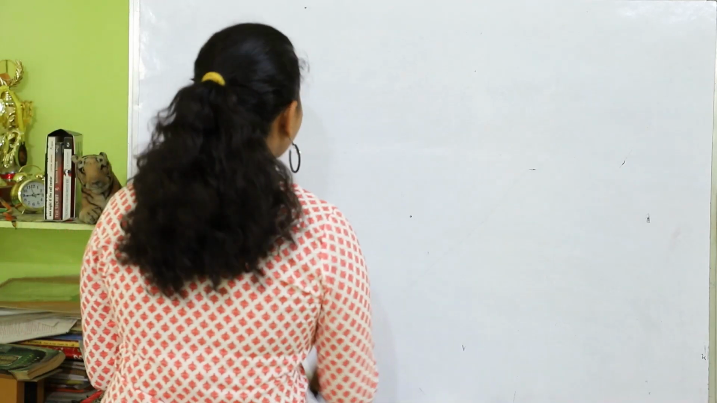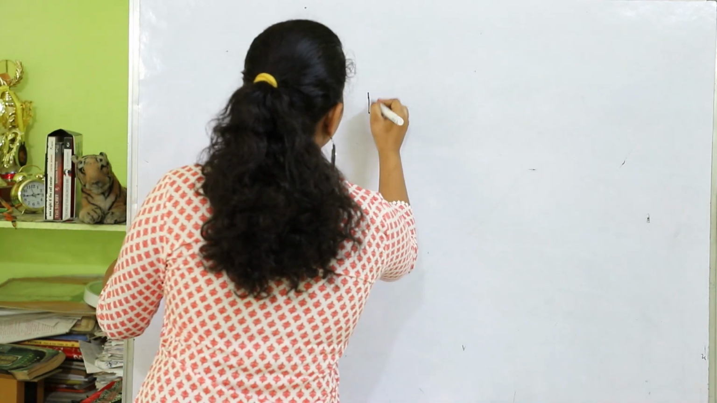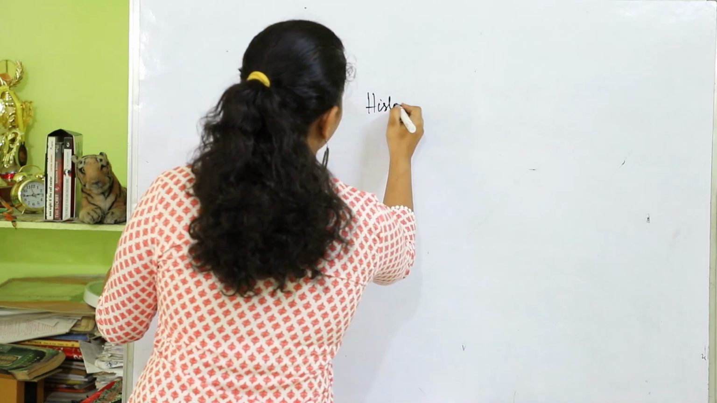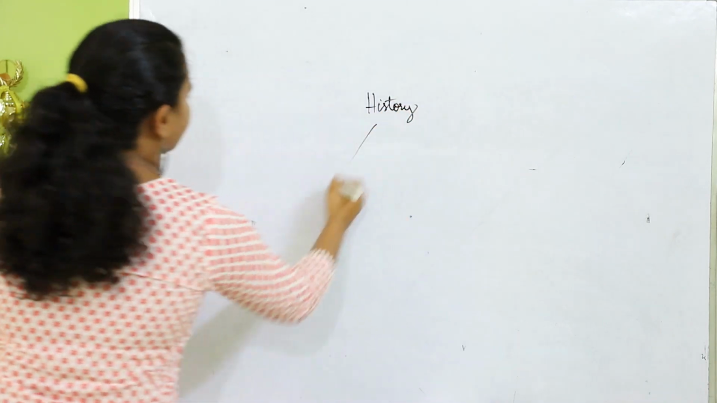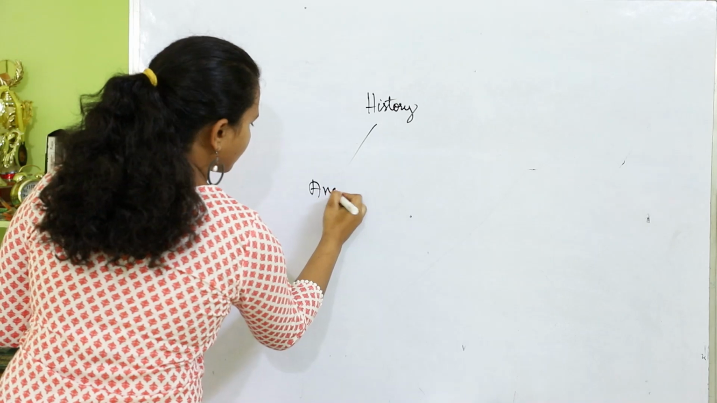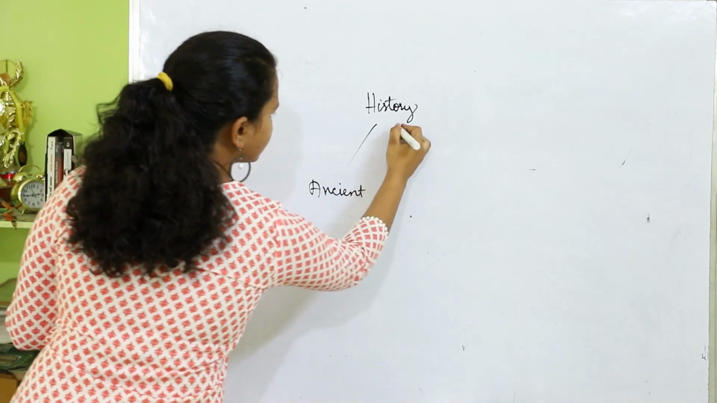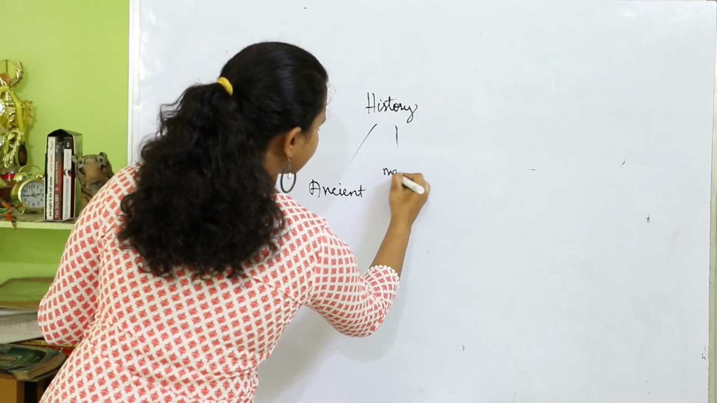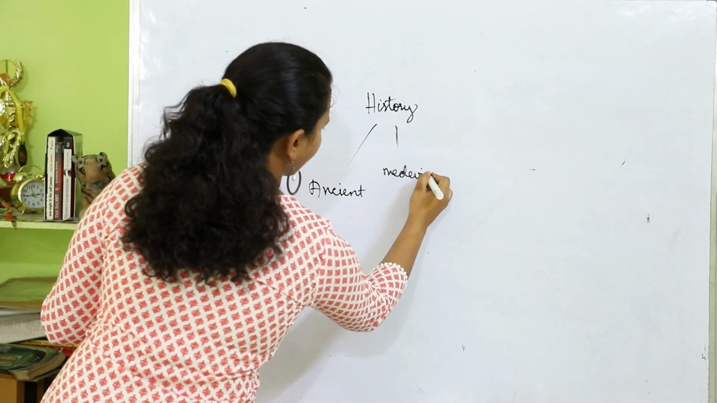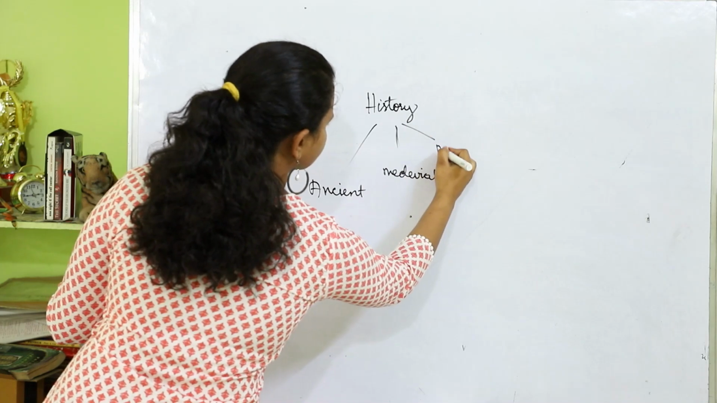Now let us write down here: history is divided into three parts. First one is ancient history, medieval history and modern history.